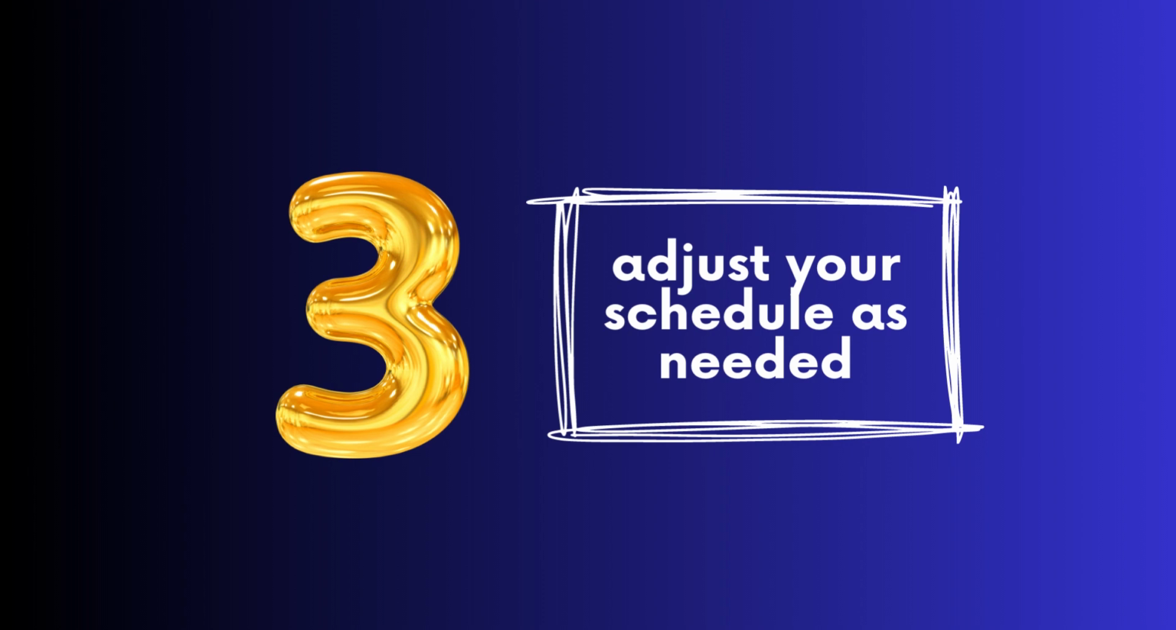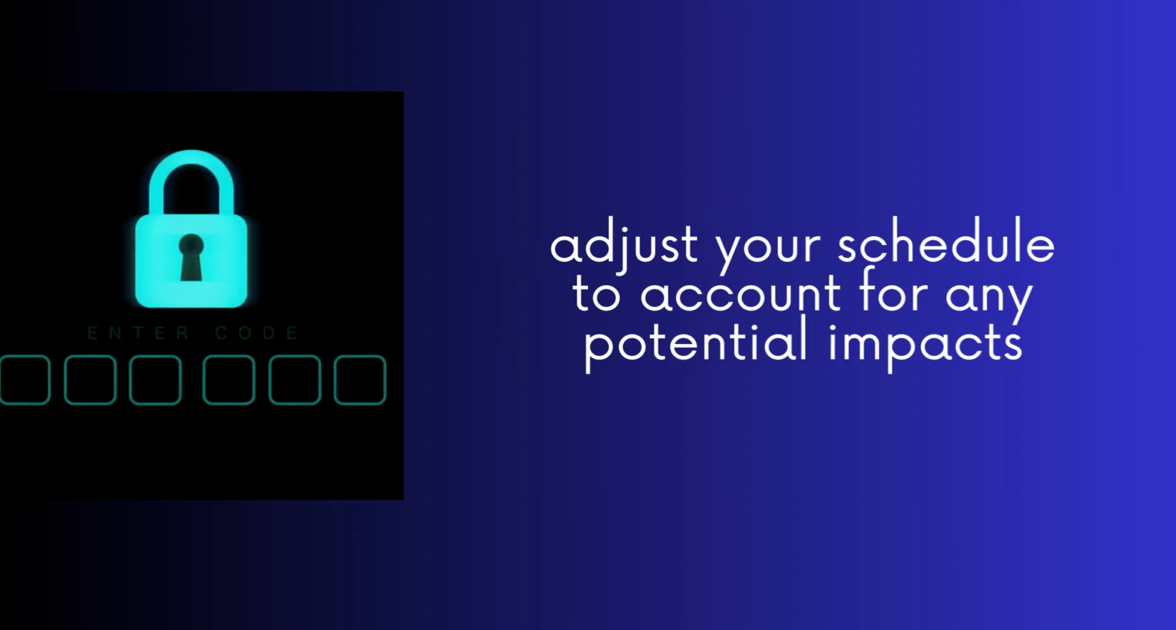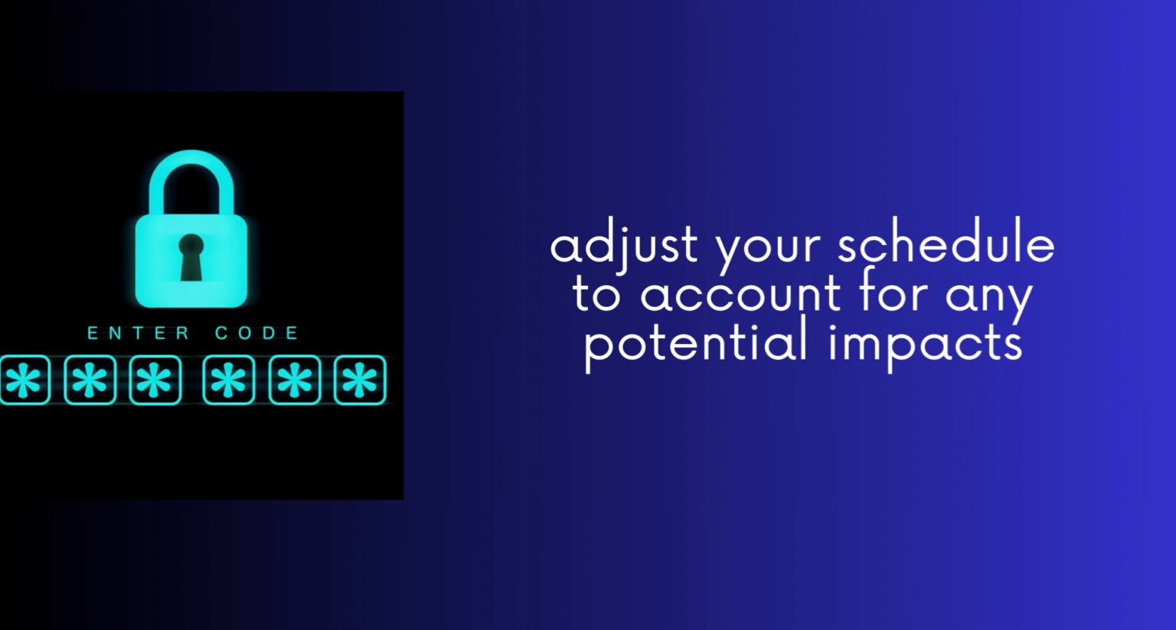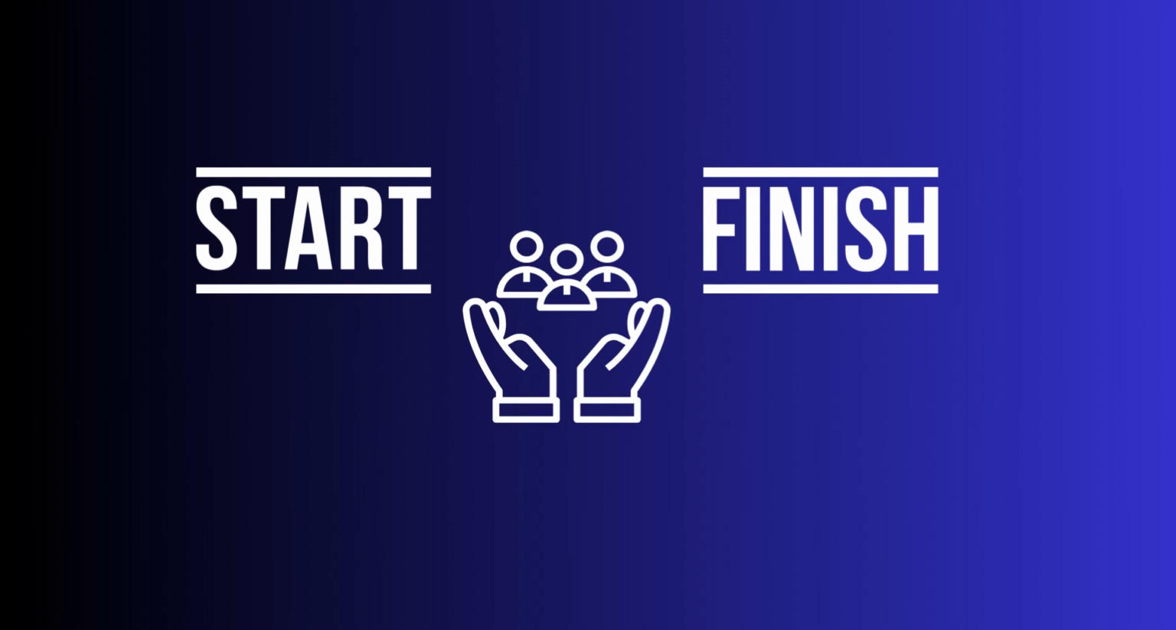Adjust your schedule as needed. Once you've cracked the code and uncovered those dependencies, it's time to factor them into your schedule. Based on your analysis of dependencies between activities, you may need to adjust your schedule to account for any potential impacts. For example, you may need to adjust the start and end for certain activities, or you may need to allocate additional resources to certain tasks.